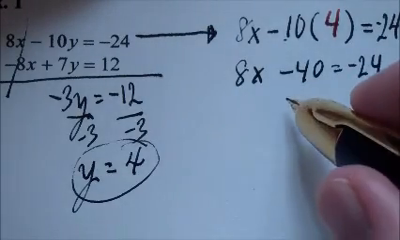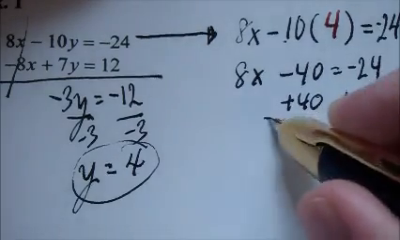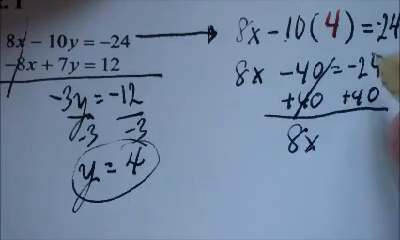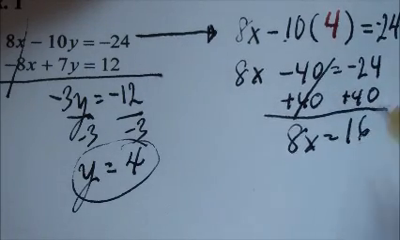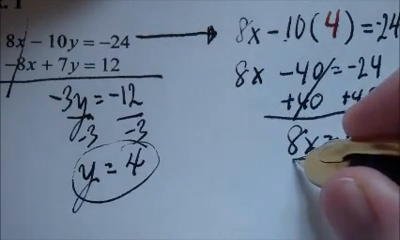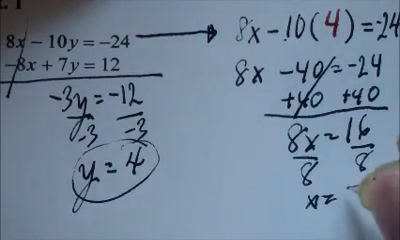Get x by itself, so we gotta add 40 to both sides. 40's cancel. We have 8x is equal to 16. Almost there. Gotta get rid of that 8. Divide both sides by 8. X is equal to 2.